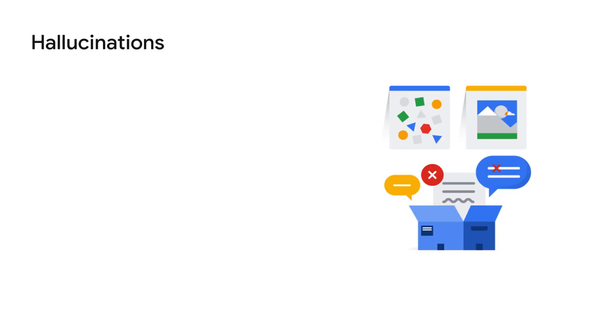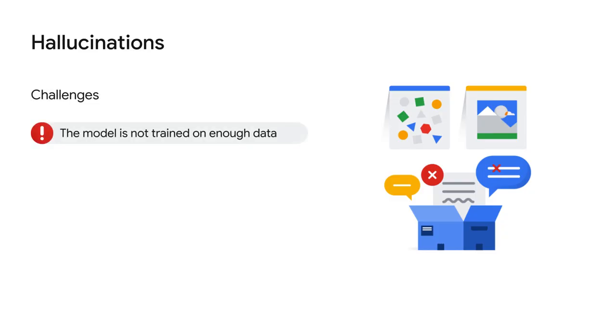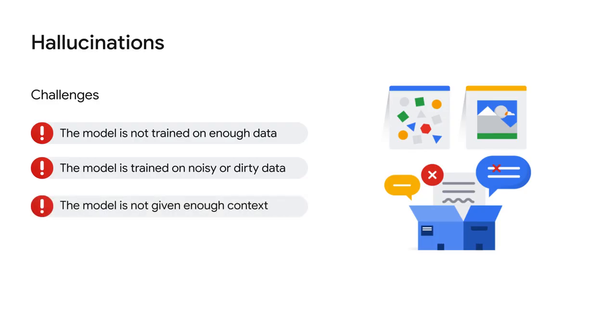But what causes a hallucination? Hallucinations can be caused by a number of factors, including the model is not trained on enough data, the model is trained on noisy or dirty data, the model is not given enough context, or the model is not given enough constraints.